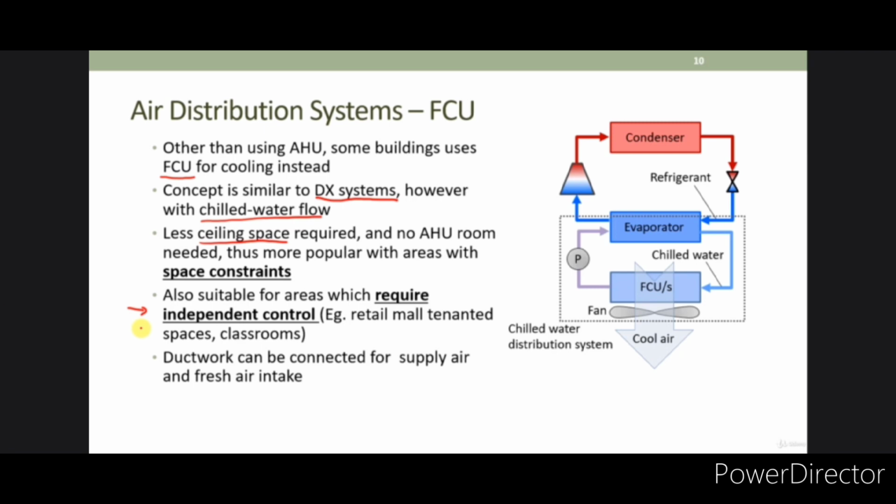So the manually switch on and off is suitable for fan coil unit and not air handling unit. Air handling unit shouldn't be adjusted by the users. Only fan coil unit, you can let the users decide whether to switch it on or off. Ductwork can also be connected for supply air and fresh air intake if necessary.